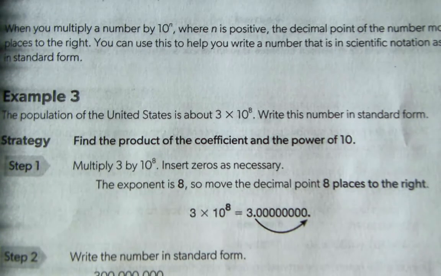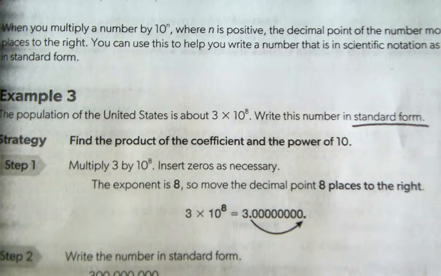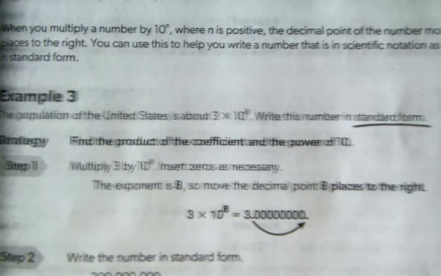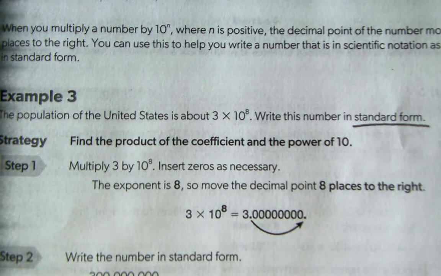Take a look at example 3. In example 3, the population of the United States is expressed in scientific notation. Our instructions are to write this number in standard form. What does standard form mean? Yeah, standard form is the typical way a number would be expressed. Standard form shows us the entire value of a number.